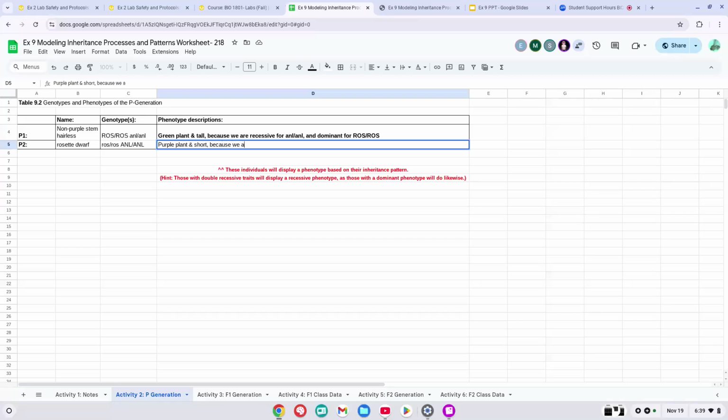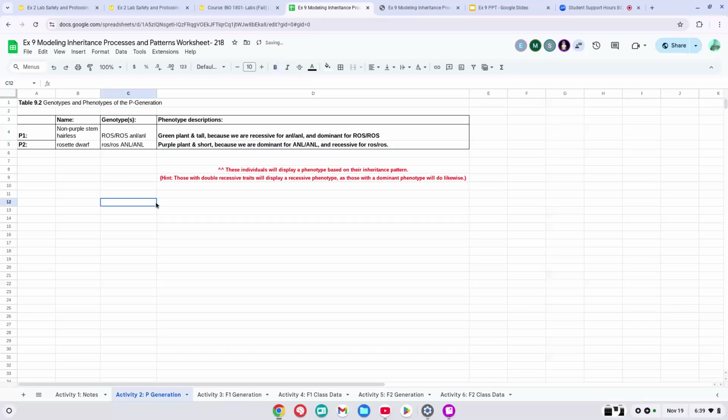Because we are recessive for, or wait, sorry, we're dominant. Let's do it in order so we don't get confused. Dominant for A and L, and recessive for ROS. Okay, so hopefully everyone feels comfortable with that.